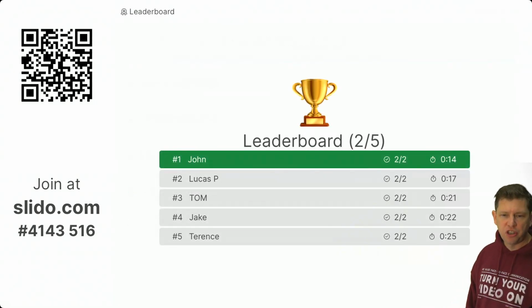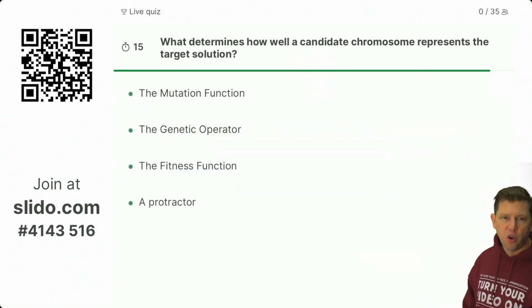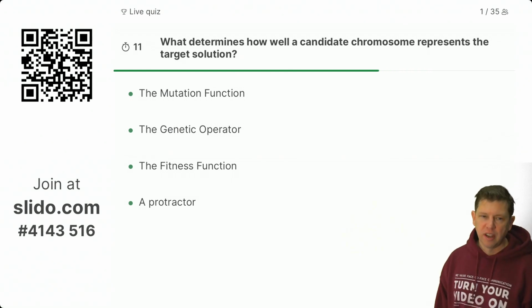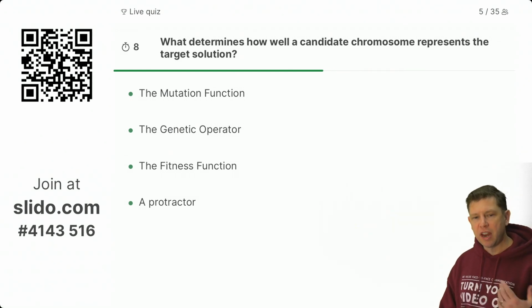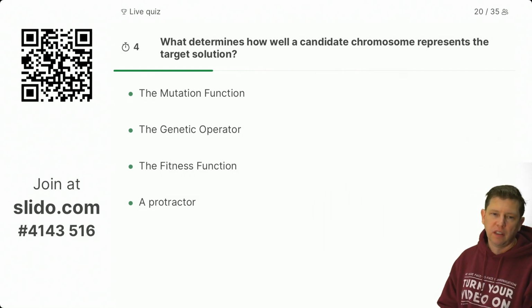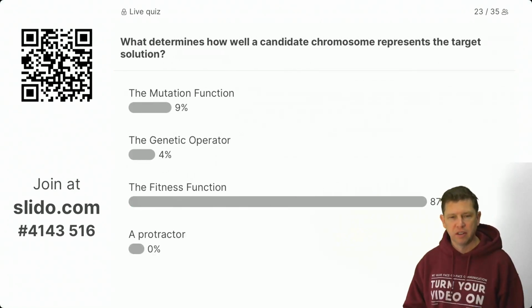Okay, John's in the top spot, followed by Lucas, Tom, Jake, and Terrence. Next question. What determines how well a candidate chromosome represents the target solution? Is it the mutation function, the genetic operator, the fitness function, or a protractor? So what do we use to decide how well a candidate chromosome represents a target solution?